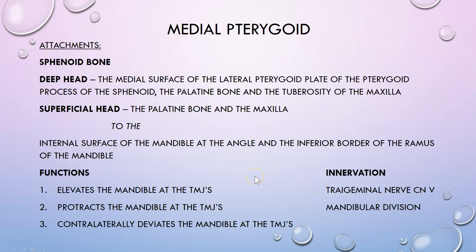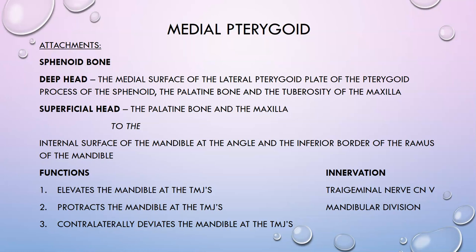Its functions: it elevates the mandible at the TMJ, so remember elevation is closing, so it is also a closer. It protracts the mandible at the TMJ, so it sticks it out. And it is also a contralateral deviator when it's working unilaterally. So both 1 and 2 are when the muscle works bilaterally. In other words, when both the left and right medial pterygoids are working, it can elevate the mandible at the TMJ, and it can also protract the mandible.